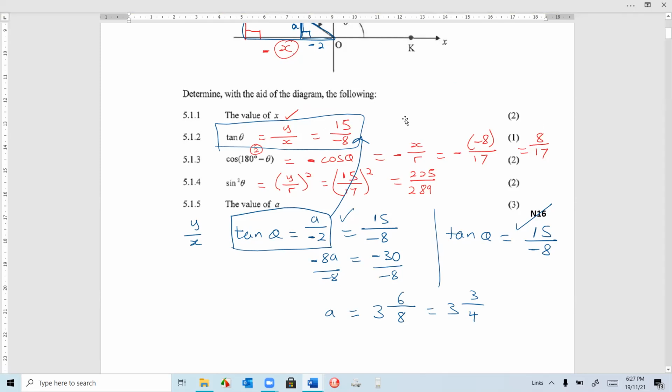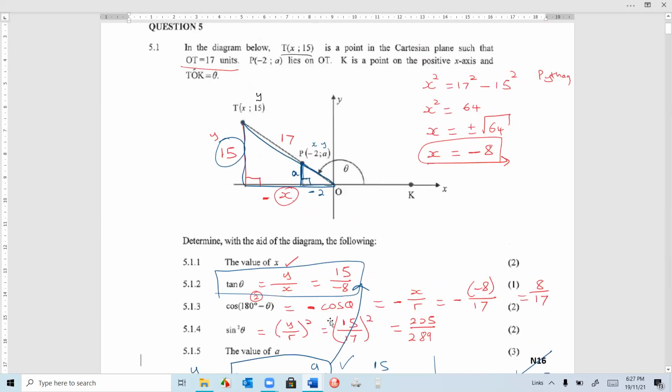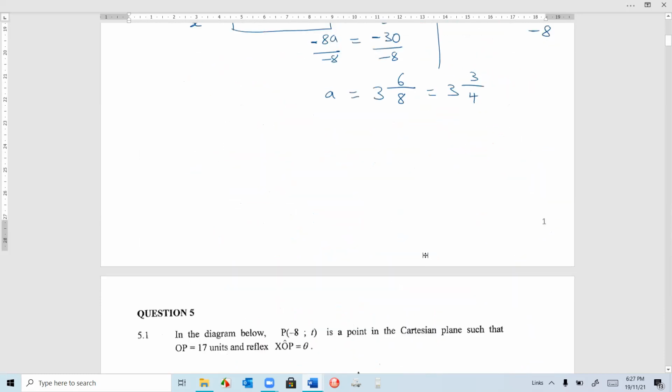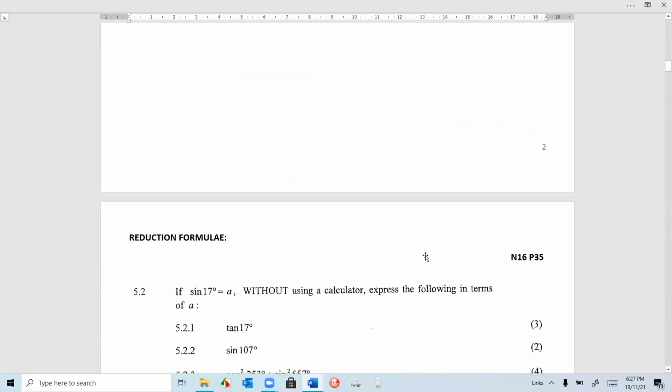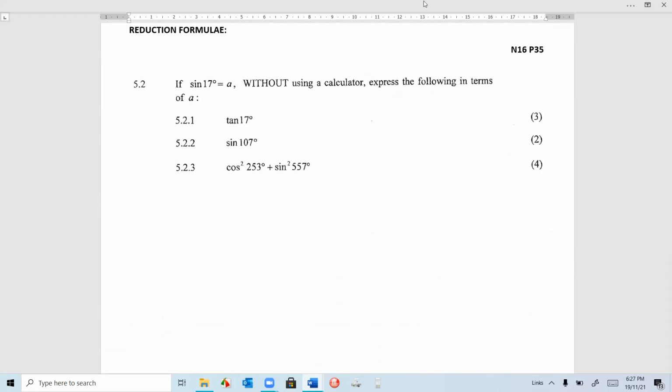Okay, so that is a simple diagram question that comes out in trigonometry, where you've got to complete the triangle, find your third side using Pythagoras, and then you are using your definitions, where sine is y over r, or cos is x over r, or tan could be y over x. We're also using, you can see in some of the questions here, we've used a reduction formula. You could use co-ratios, etc. So we're now going to move on to some questions that involve reduction formula.